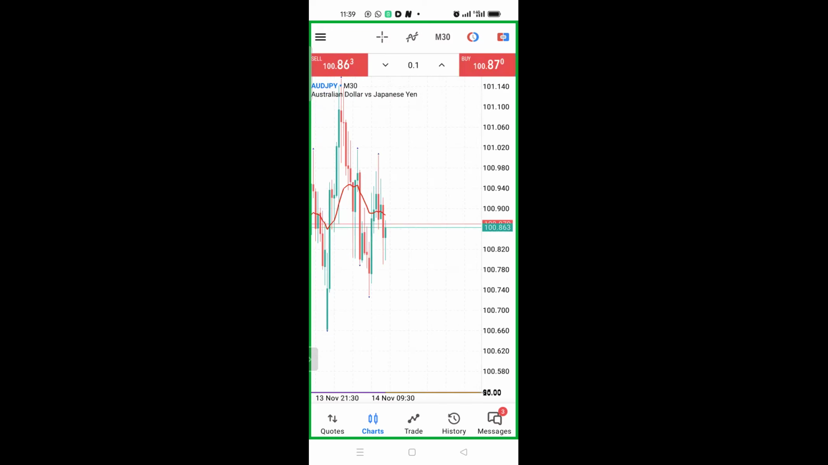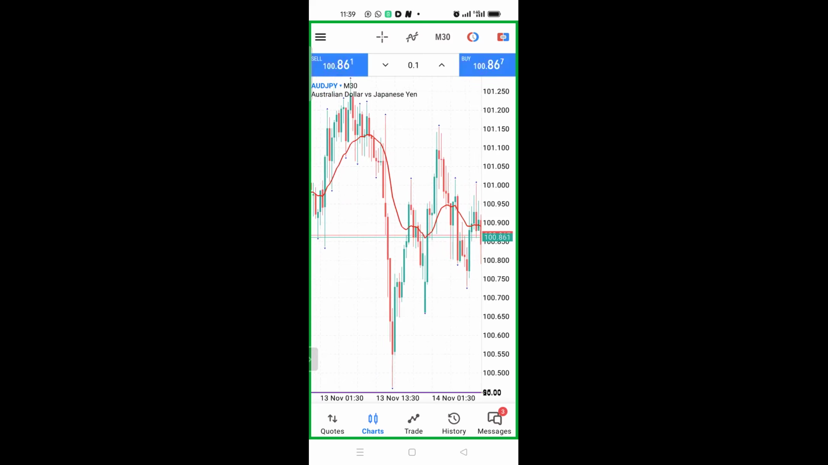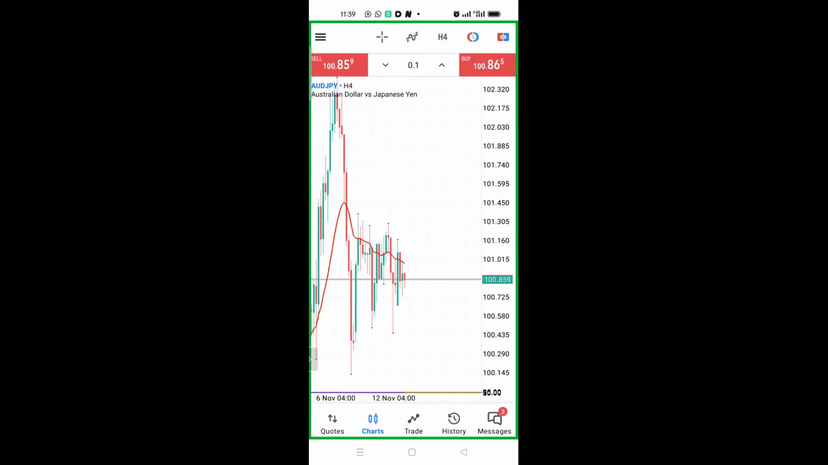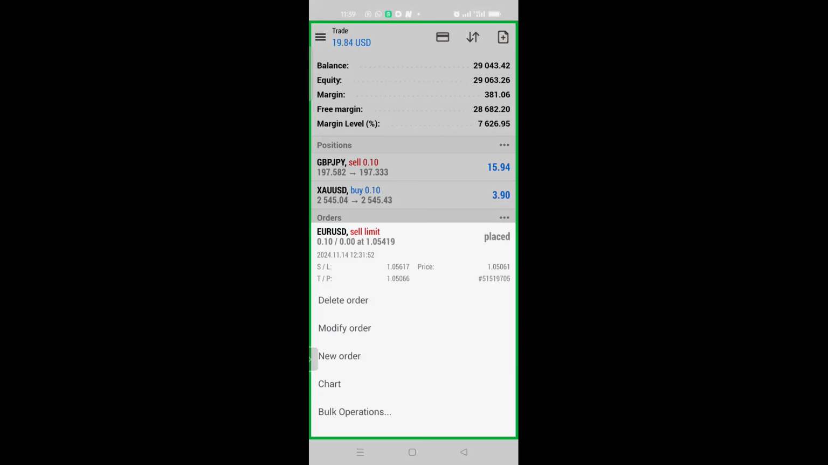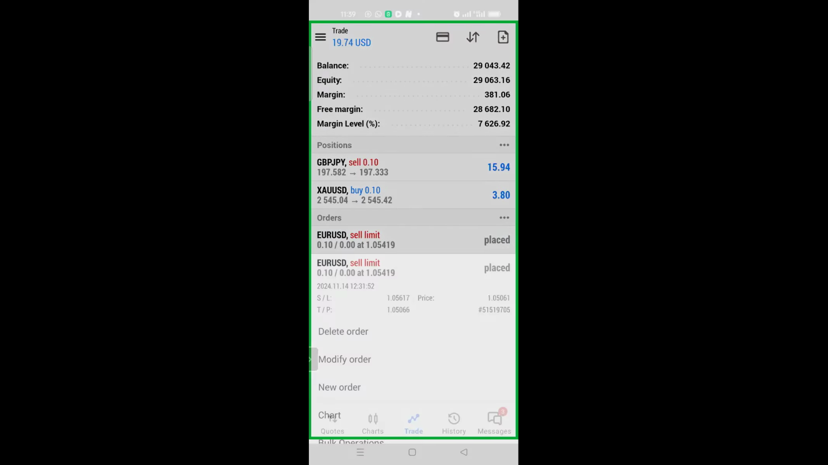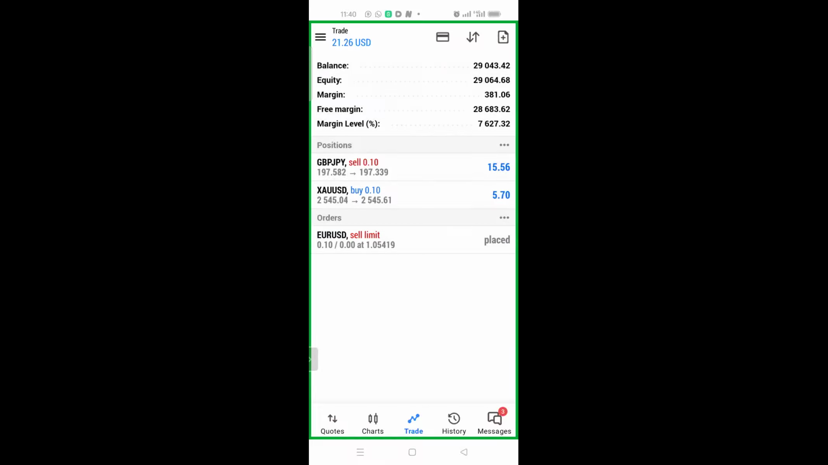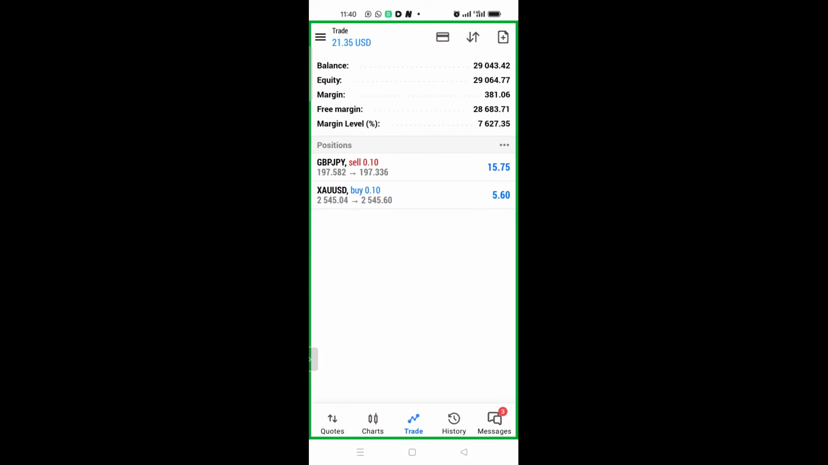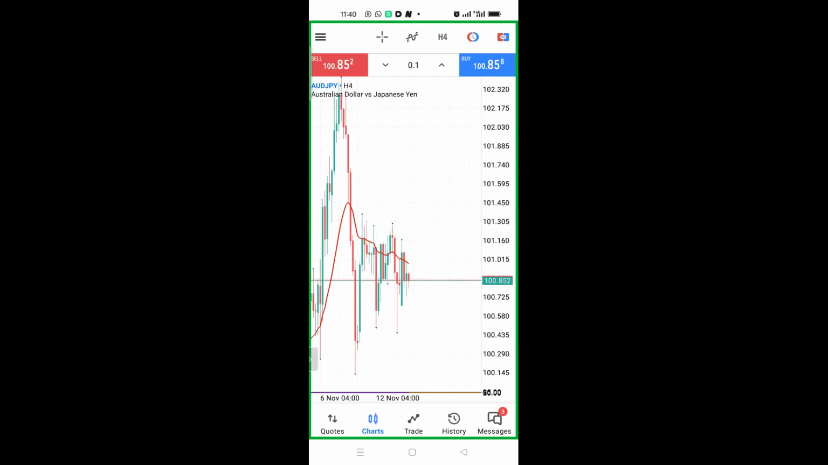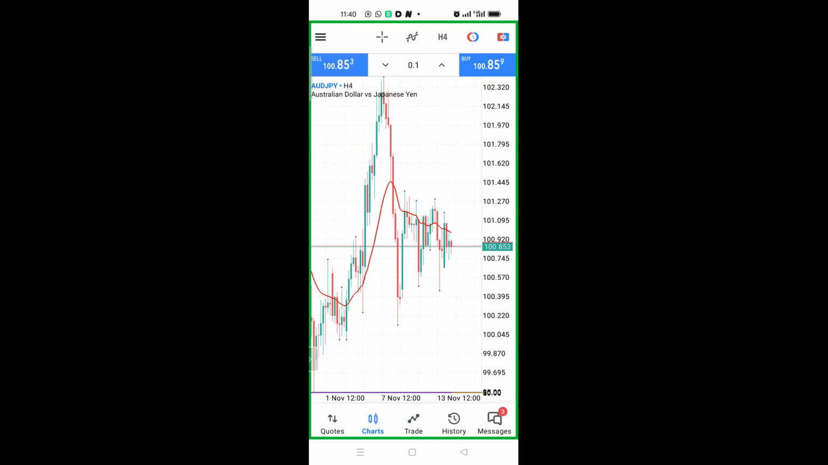So this trade is actually at 100.865. This is the present price. Okay. But I want to look at something, so let me delete this order before it goes and activates this Euro USD. This is a live account. Because if it activates now, it's not a good order for me. Let's take it out first. All right. So AUDJPY.